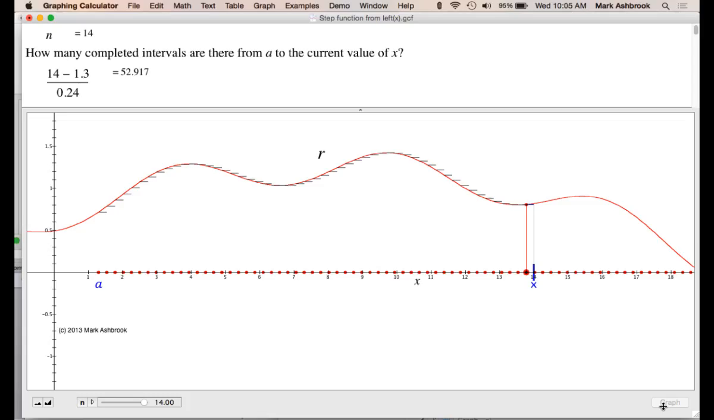All right, so how many completed intervals? Not 53. We're not rounding. We want how many whole value intervals we have. That's going to be 52, and then we have almost the 53rd. Over 90%, we're into that 53rd interval, but we don't quite have it yet. Okay? So what are we doing? We're not rounding. We're just chopping off the decimal. We want to take the whole part of it to get the number of completed intervals.